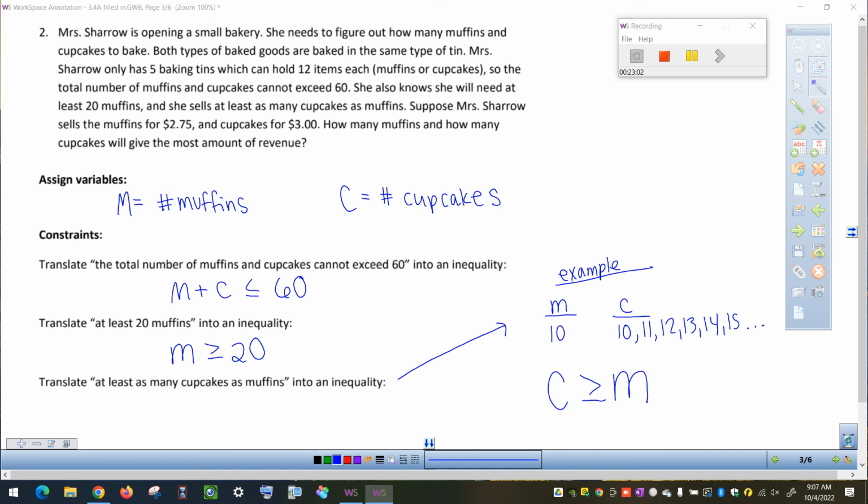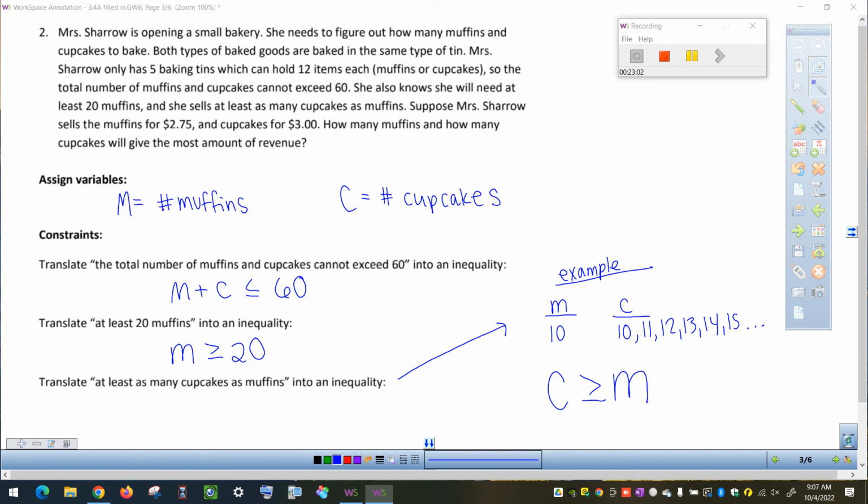Okay, we are also told that I'm going to need at least 20 muffins. So the number of muffins, M, that's going to be greater than or equal to 20. So if you think about what at least means, well, at least 20 means I could have 20, or I could have like 21, or 22, or 23, or 24. I just can't have anything less than 20. All right, so that's our second one. I think the third statement, I think that was the hardest one.